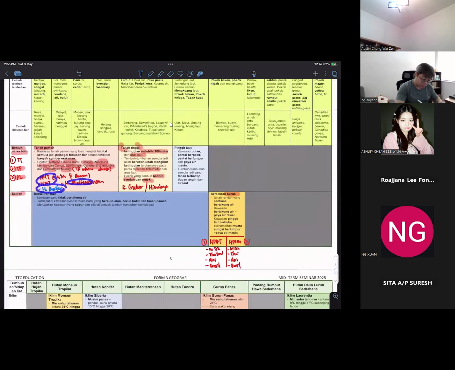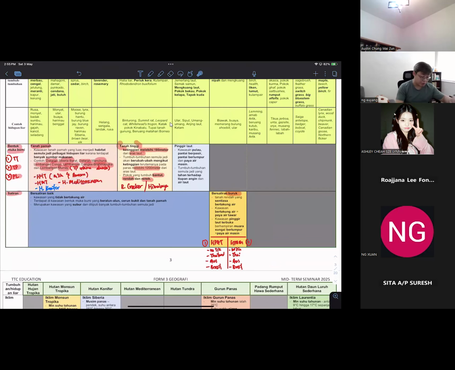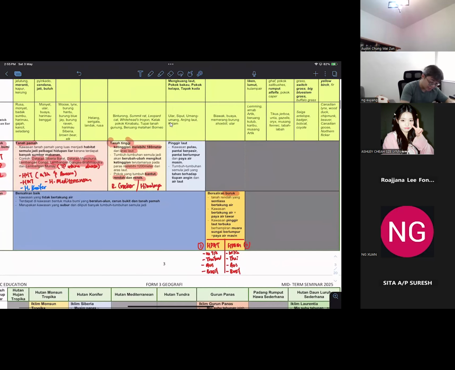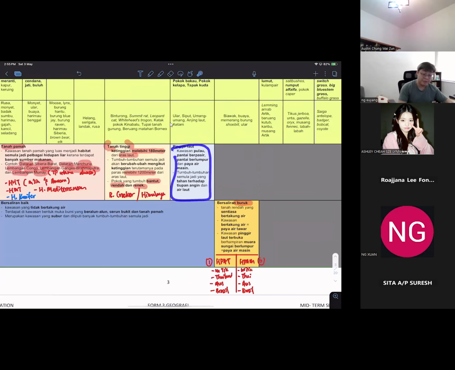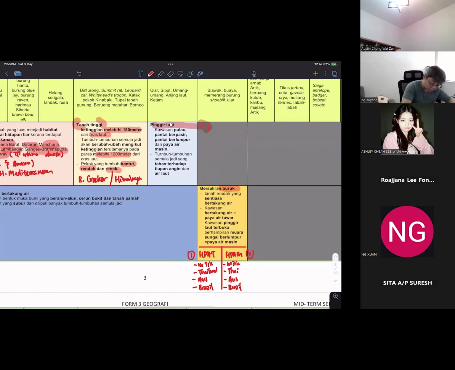Okay, guys, done. So for pinggir laut, we have 5 countries to memorize. You guys can see, right? We have limited space, so that's why we mention the pinggir laut countries here. So guys, pinggir laut, how many countries do we have to memorize? 5 countries. So what are the 5 countries? First one, always start from Malaysia, followed by Indonesia, and then followed by Thailand, the Pulau PP, and then the Koh Samui, Thailand.